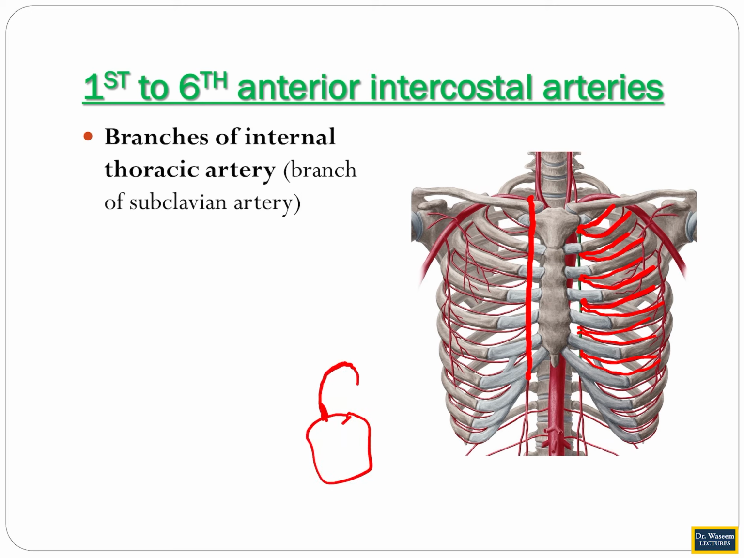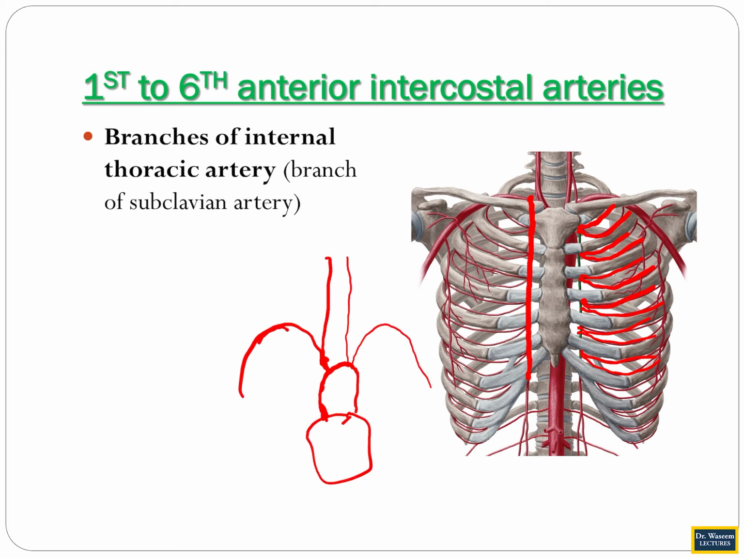This is the arch of aorta. This is the descending aorta. And from the arch of aorta is emerging the subclavian artery. And subclavian artery, you know that on the left side in form of brachiocephalic trunk, then it will be common carotid and subclavian. But on the right side, common carotid is separate and subclavian is separate.